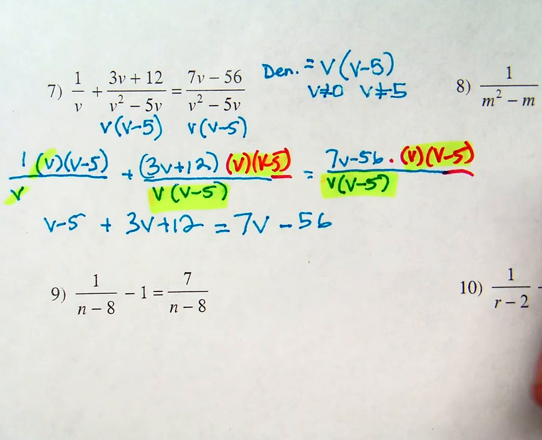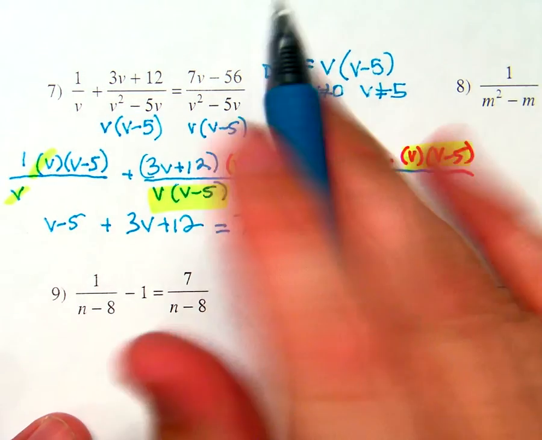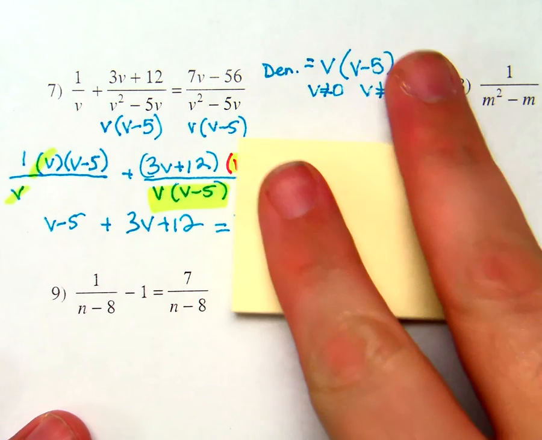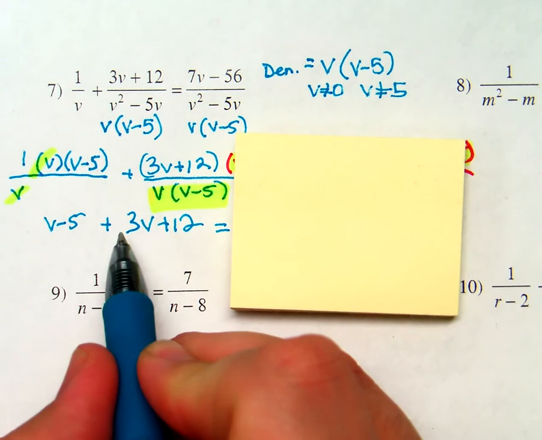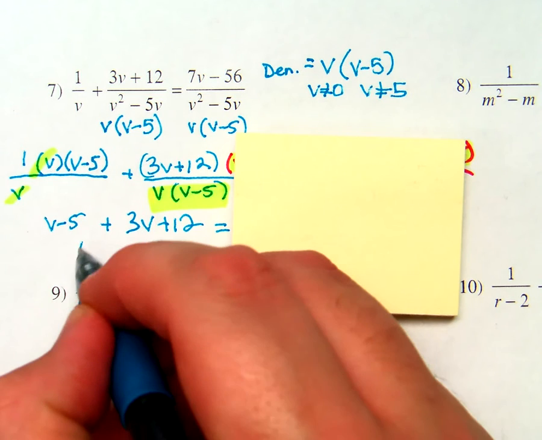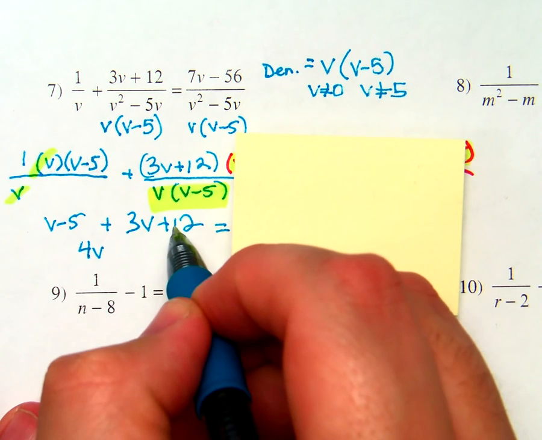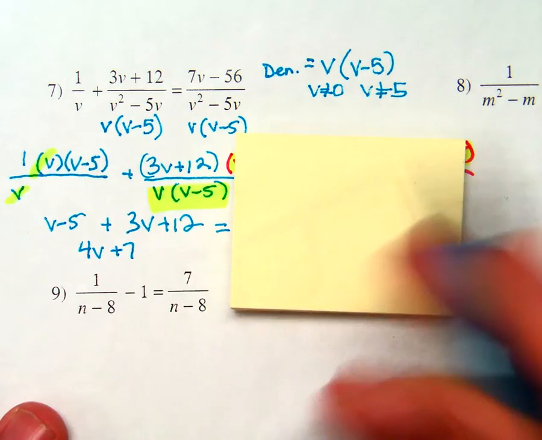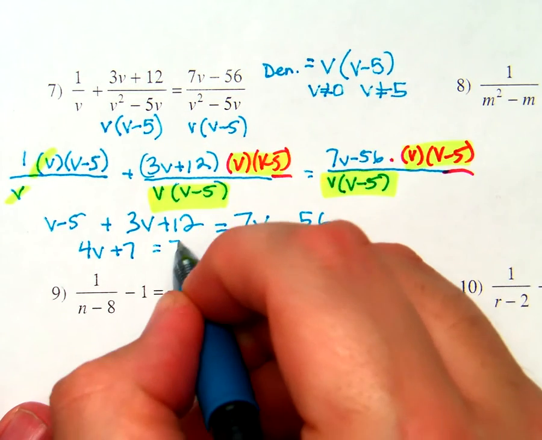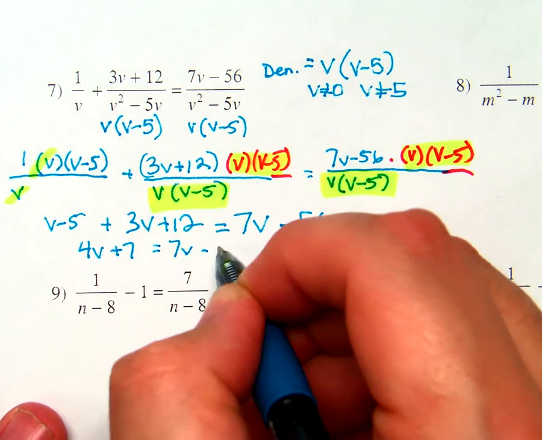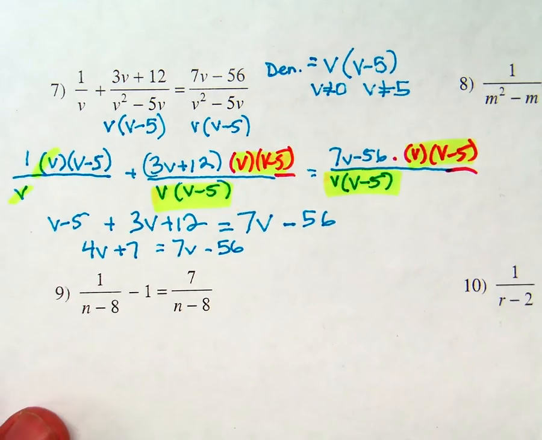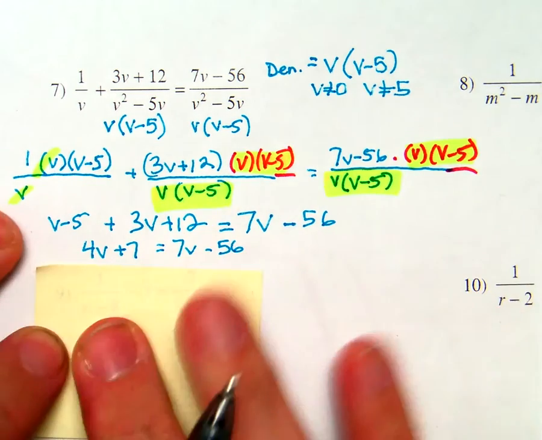So let's simplify. Let's simplify the left-hand side first. I'll cover that up. V plus 3v. How many v's do I have? 4v. Then I have basically 12 minus 5, which is 7. And that's going to be equal to 7v minus 56. So now I'm just going to put that there so I can actually do the work and finish it here.